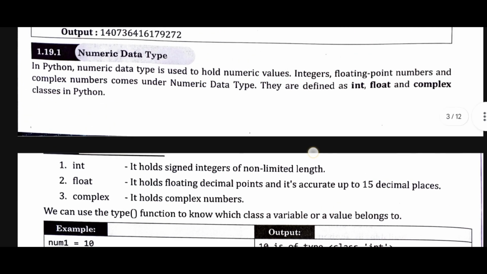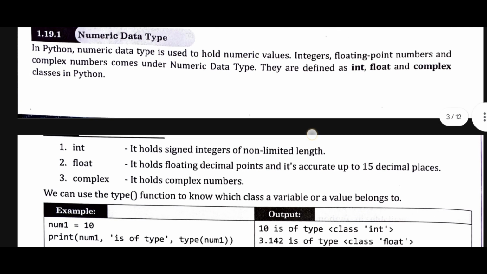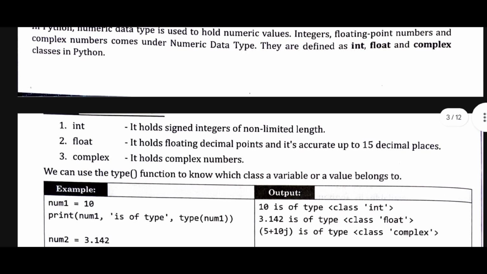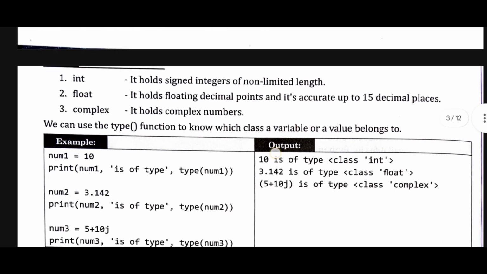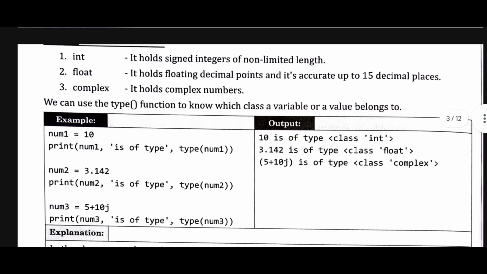Now let us look on to the data types in detail. So coming on to first one, numeric data type. As I told, numeric data types are the number values which is int, float and complex. Integer will be holding the integer values with non-limited length. Okay, so then the float will be holding decimal point values which is not accurate, like 15 decimal places and so on. It will be having the point values.